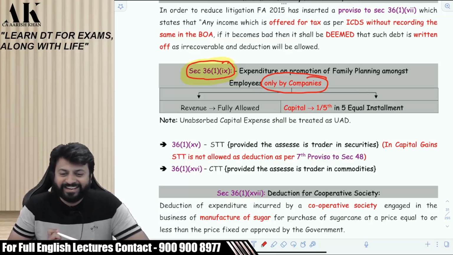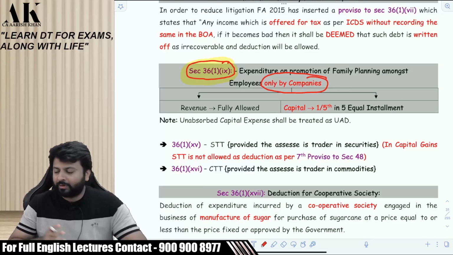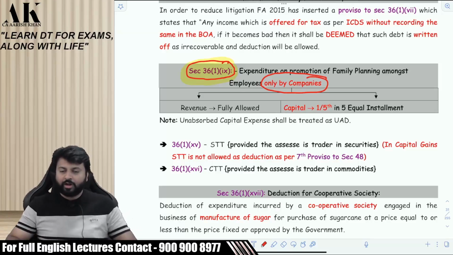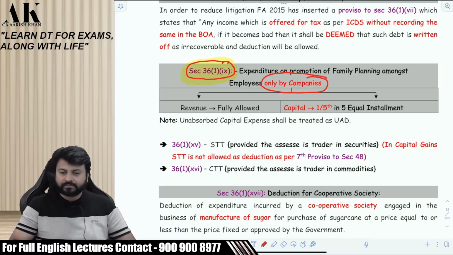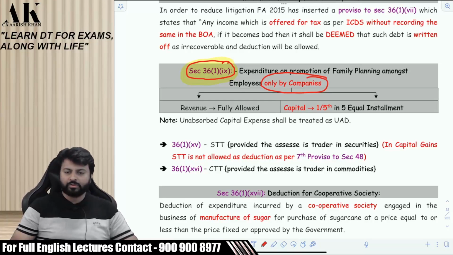So that overpopulation is an issue for any country. We are now facing that problem because of overpopulation. Now people have realized, in today's generation, nobody has more than 2 children. Hardly you will find anybody.